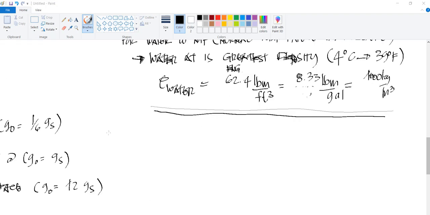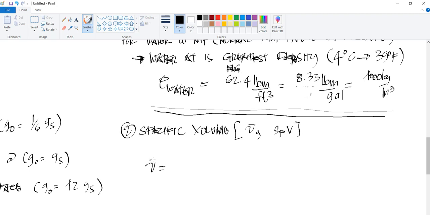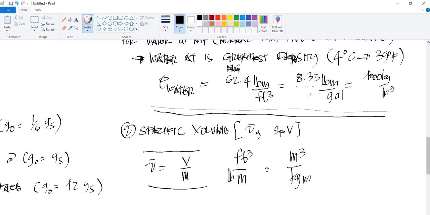Let's go to the second property, which is specific volume. It is sometimes called SP or V. Specific volume is defined as the volume over the mass, which is the reciprocal of density. The units are cubic feet per pound mass and cubic meter per kilogram mass.